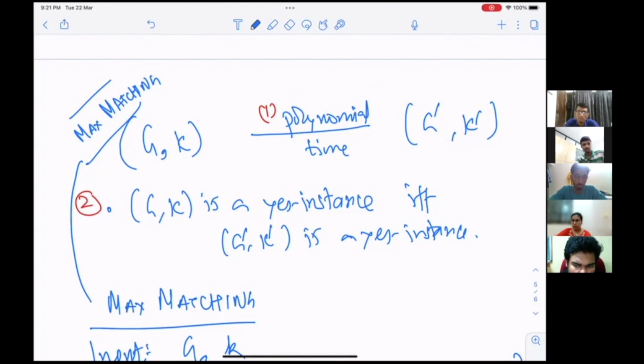We can find, if there are some isolated edges, then we can remove them and reduce K by that number. Correct. Yeah, that's a rule.